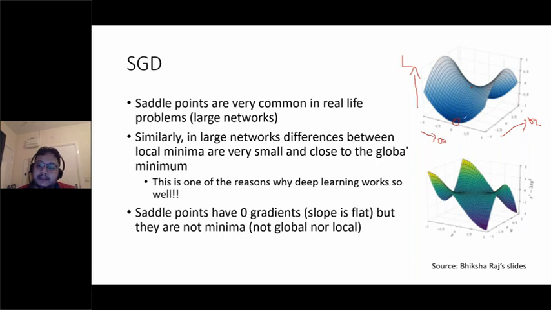Okay, guys? And this problem, as you can see here, is called a saddle point. Why is this a problem? Do you remember? If we start here or so, what is the problem with this point? We can get stuck there. And why?